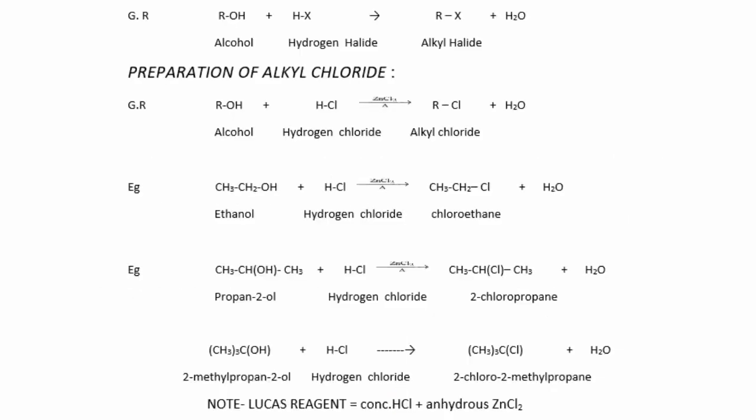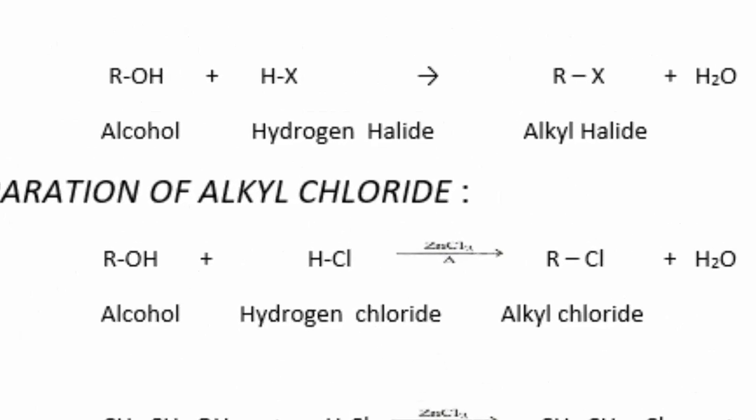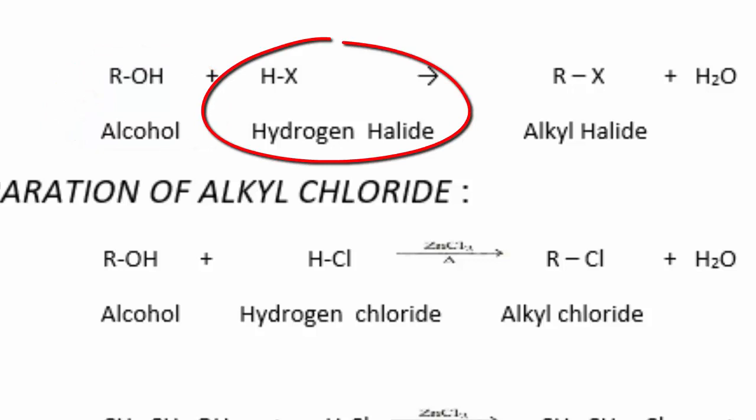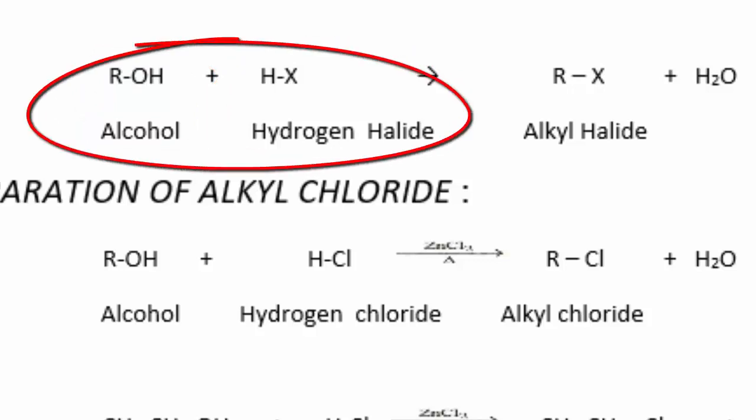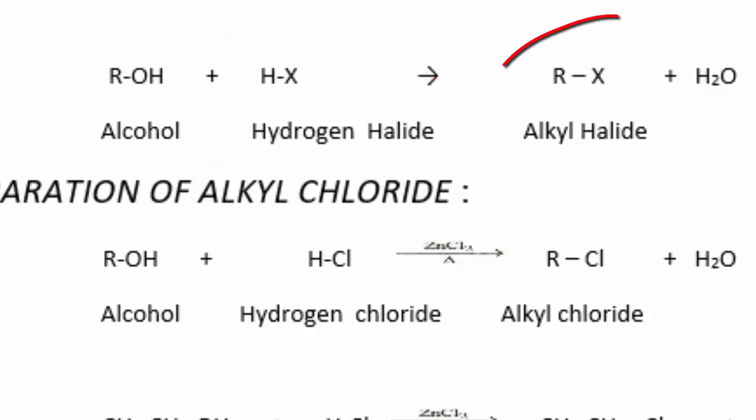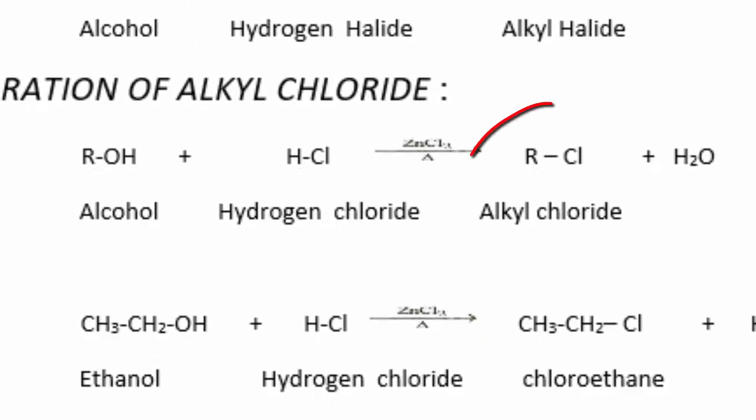Now students, you can see the general reaction. In this general reaction, ROH represents the alcohol and HX represents the hydrogen halide. When we react alcohol with hydrogen halide, you get the product alkyl halide with the elimination of water molecules. Now, using the above general reaction, we are preparing alkyl chloride.